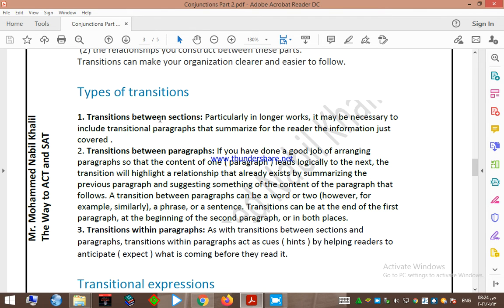Number one, transitions between sections. Particularly in longer works, it may be necessary to include transitional paragraphs that summarize for the reader the information just covered. So when we use transitional paragraphs, it summarizes the information that I covered before.